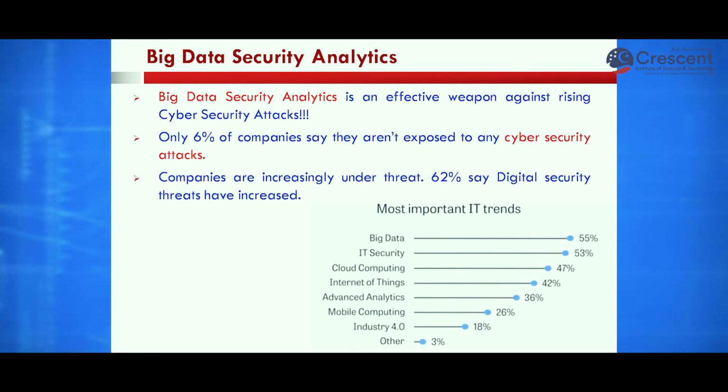Now see this chart. What are the most important IT trends they are using now? The first place goes to big data, with 55% of the weightage. Then the next is IT security, at 53%. So the organization needs to take care of the big data part and the IT security part. That is the reason only 6% of companies know about big data security analytics. By using this technique, they are avoiding cyber security attacks.